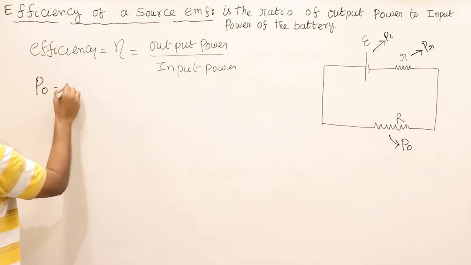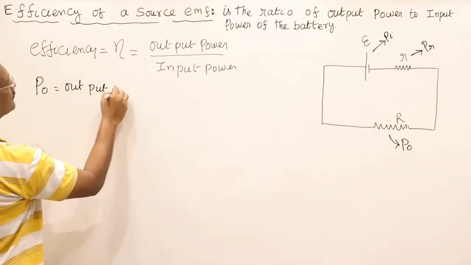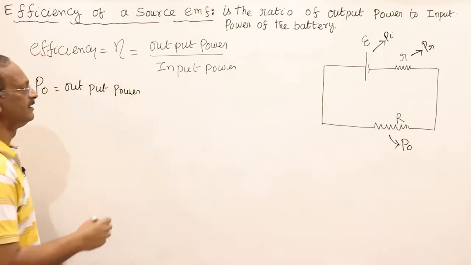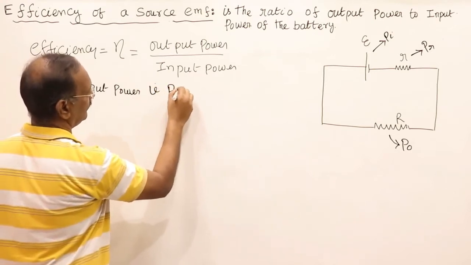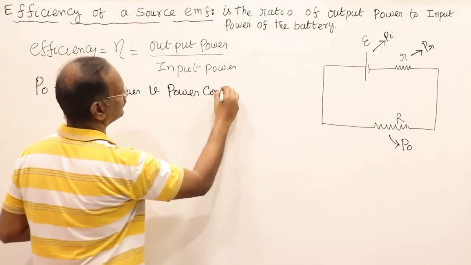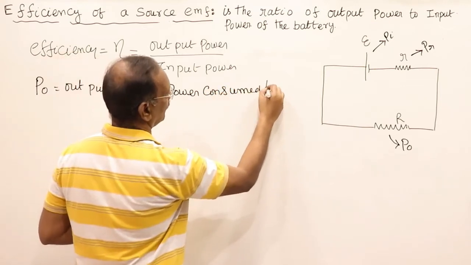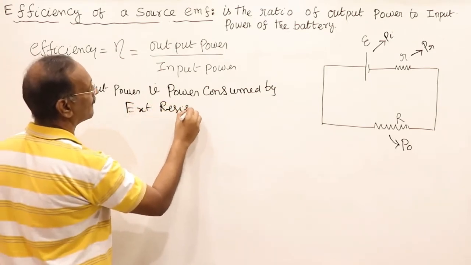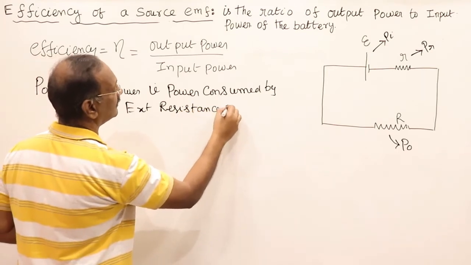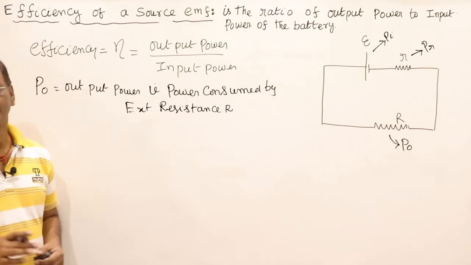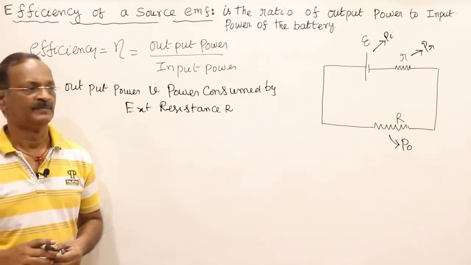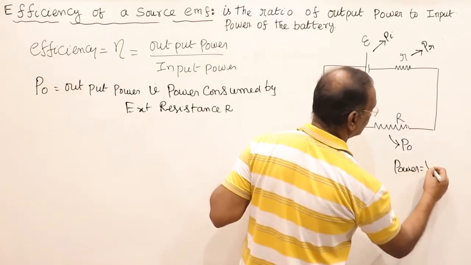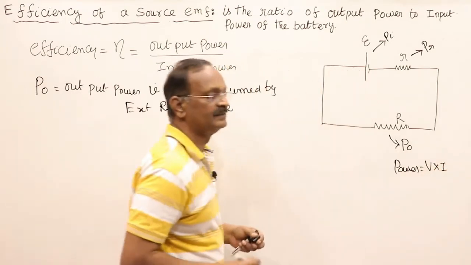Output power is what? That is the power consumed by the external resistance R. So we can say P output is the power consumed by external resistance R. And as we know, power is equal to voltage into current. We can write it in any form.